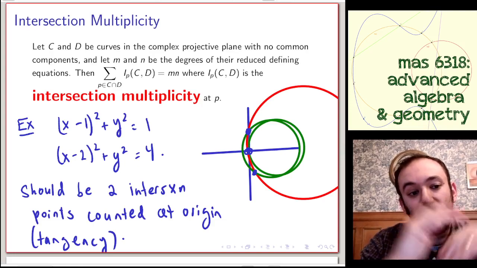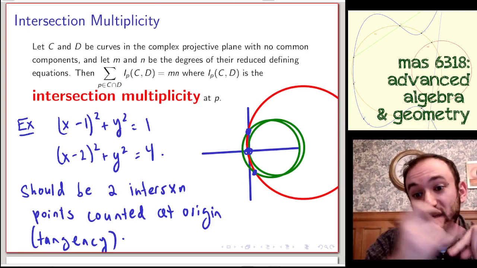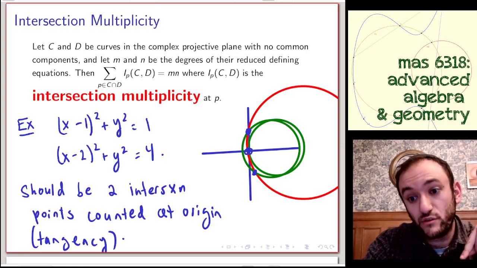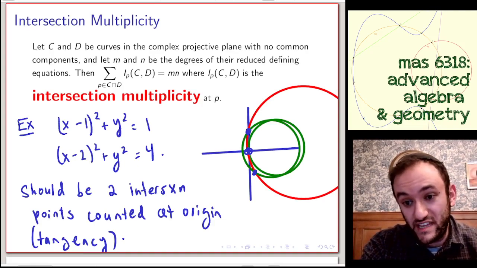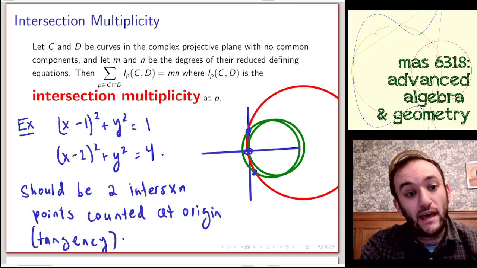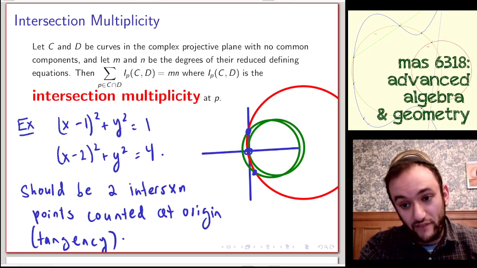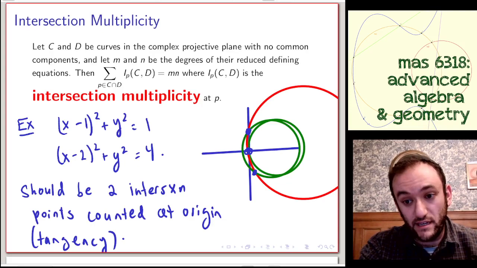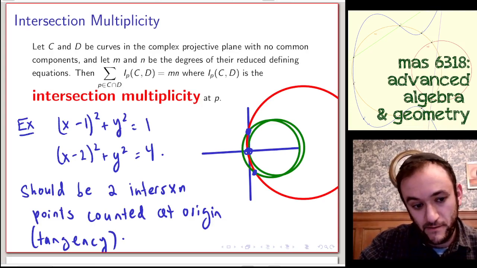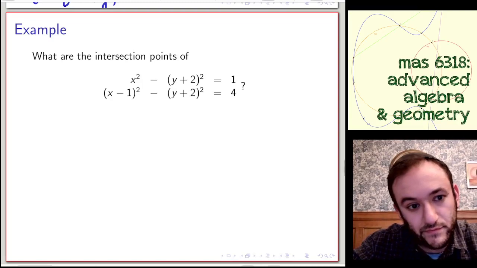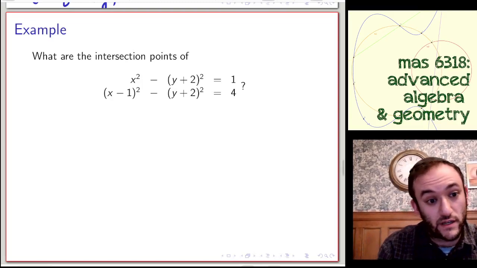We're saying that if you account for all of these factors, you have to include complex numbers, you have to be working over the projective plane, the two curves can't have any common components, and you have to count with intersection multiplicity, then Bézout's theorem is satisfied. You have that the sum of the intersection multiplicities is equal to m times n. Let's see how this works in practice.